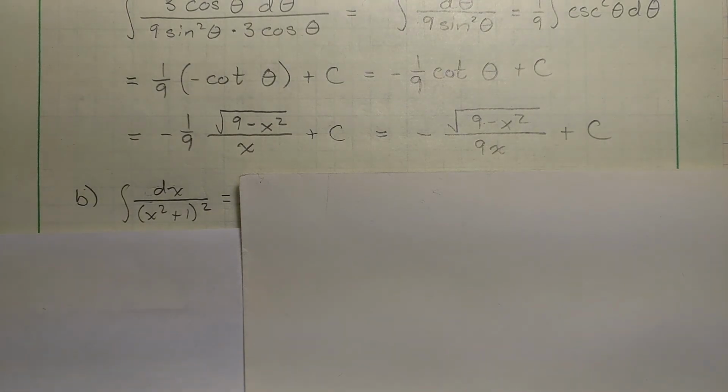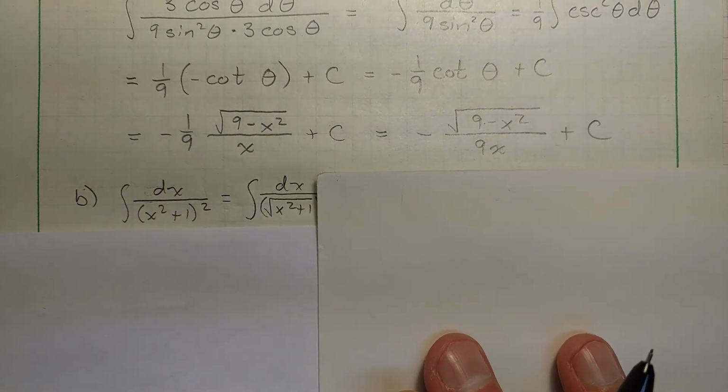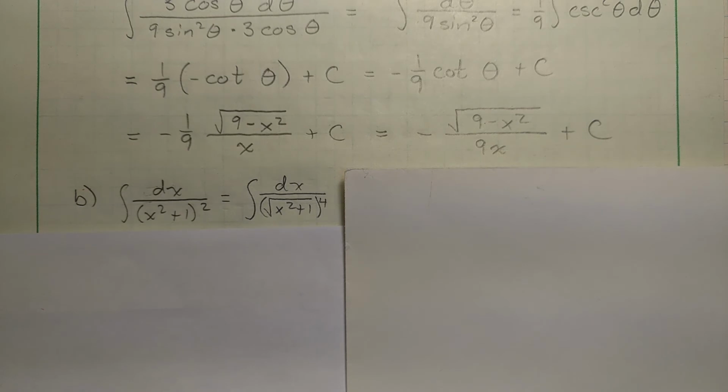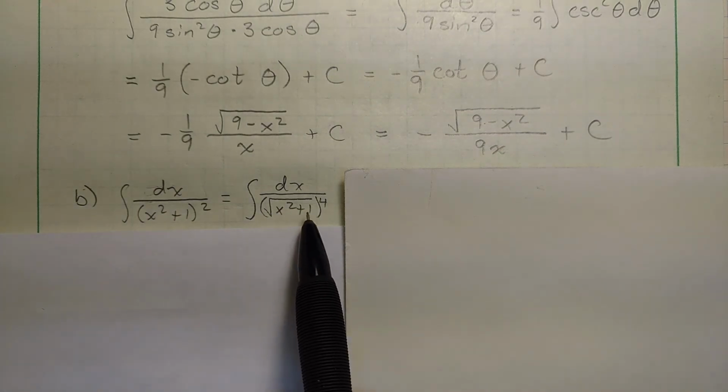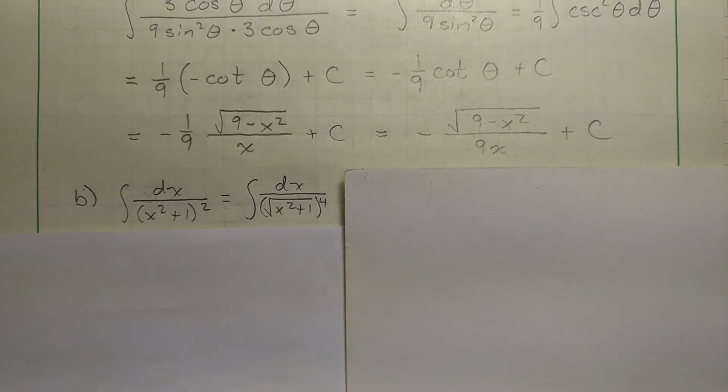Now, initially here we may say, wait a second, this doesn't have any square root. This doesn't look like a trig substitution situation. But I can write this with a square root here. So I can write this as dx over the square root of x squared plus 1 raised to the 4th power. So now I see that I do have this where I've got plus under my radical.